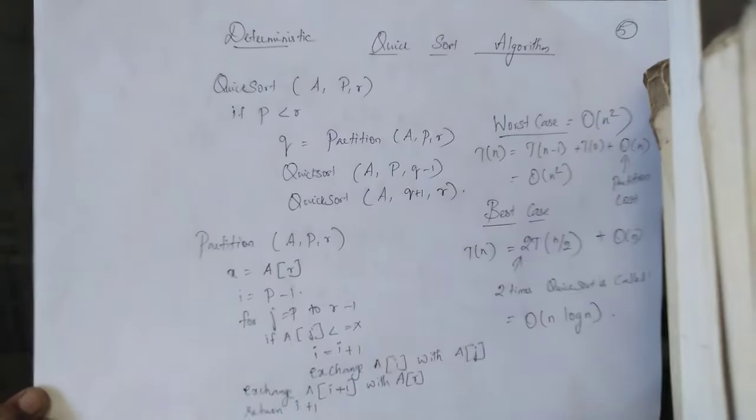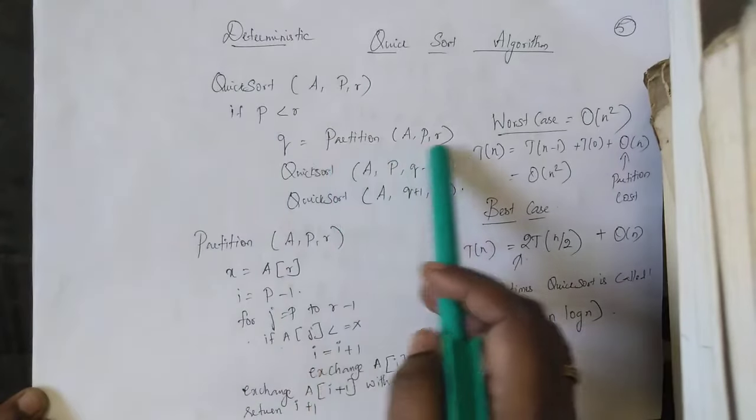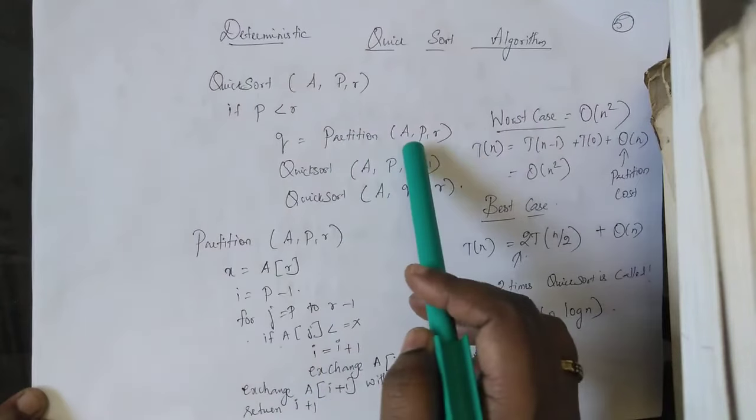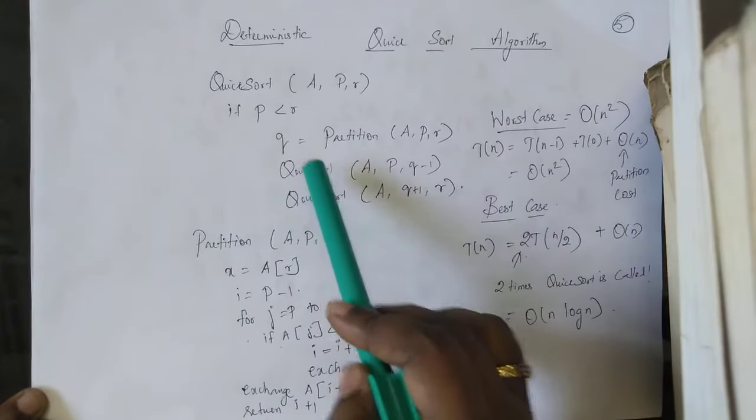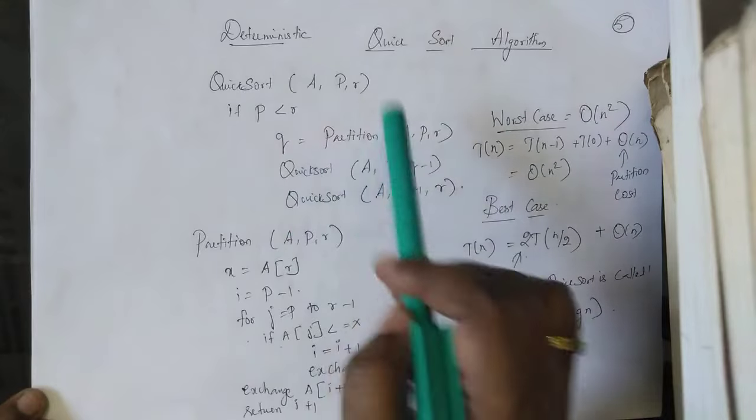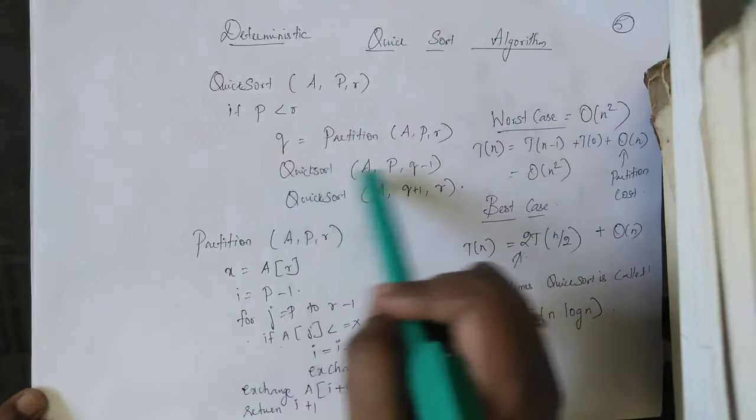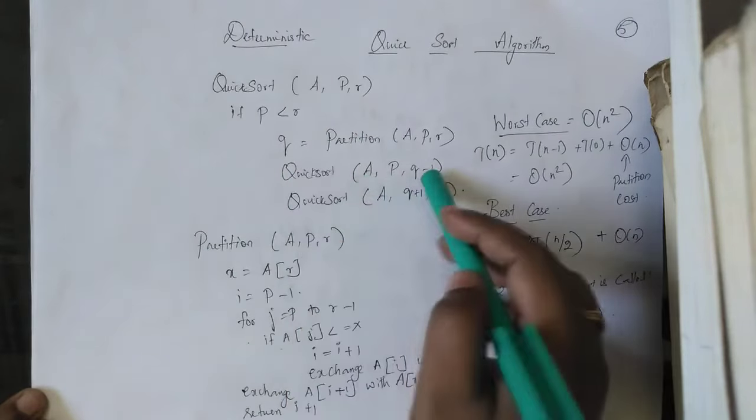So pointer to the last index of the array. So we need to partition. This is the partition algorithm. We'll come to that later. So this quicksort is like recursively calling the algorithm again and again so that we sort the entire array.